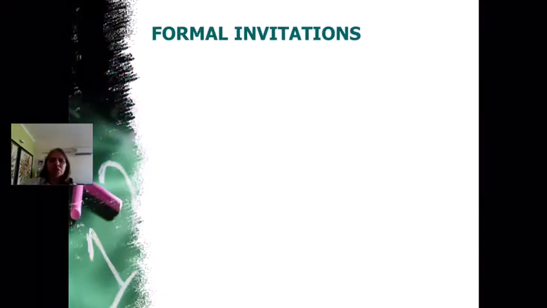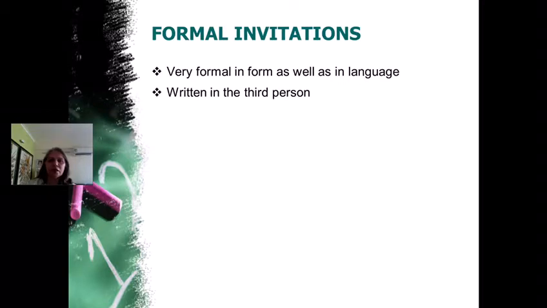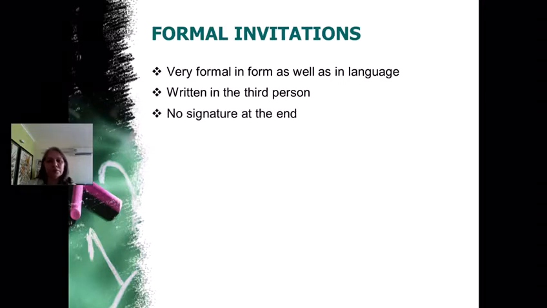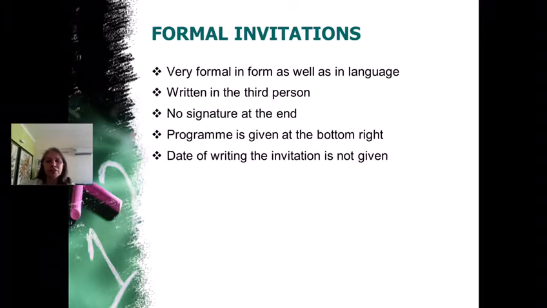Formal invitations are very formal in form as well as in language. They are written in third person. There is no signature at the end. The program is given at the bottom right. The date of writing the invitation is not given.